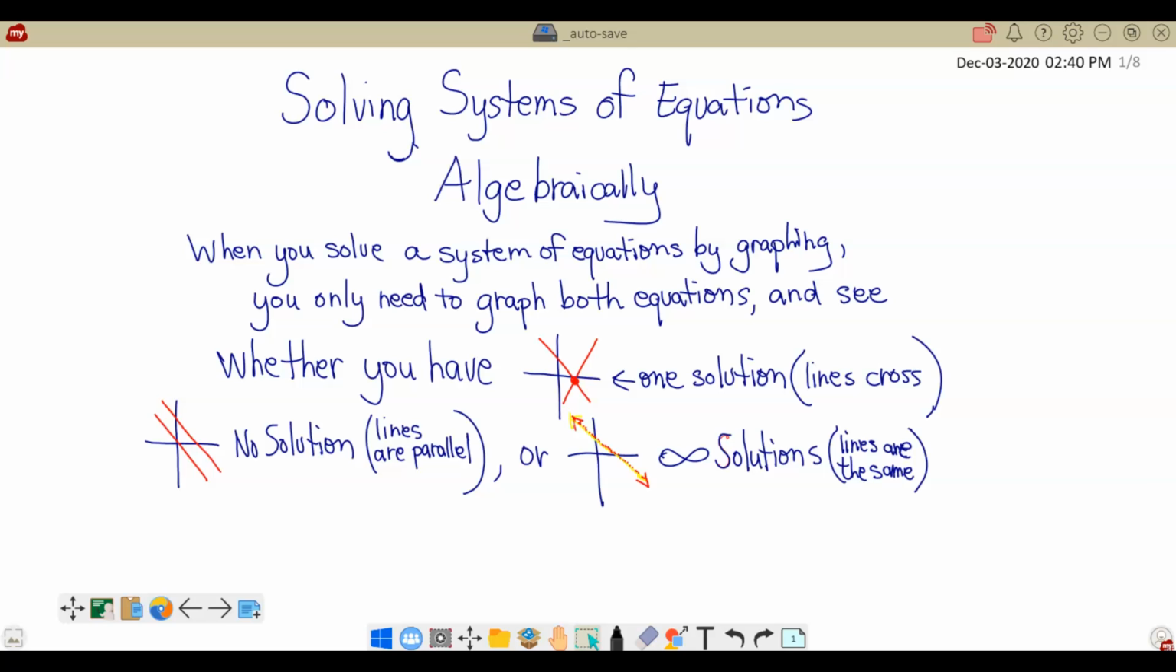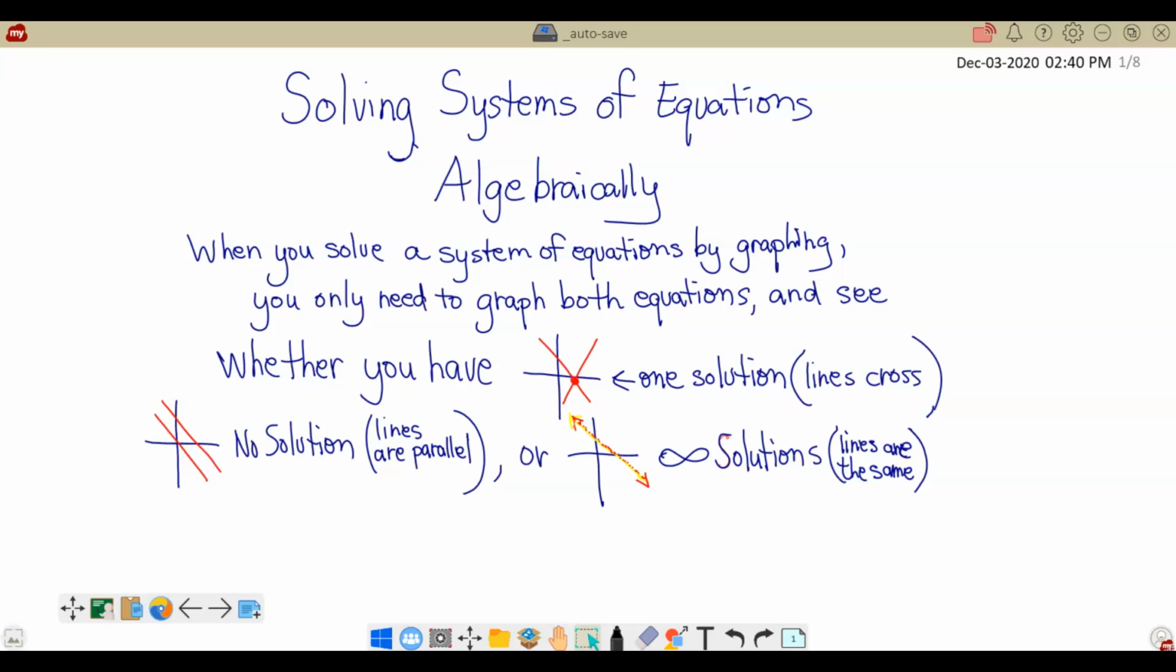Okay, in this video, we are going to begin solving systems of equations algebraically. And there are two ways to do that, as we're going to see. But the way I want to begin is by reviewing what we just learned about graphing systems of equations, because the results are the same whether you're solving them by graphing or solving them using algebra.